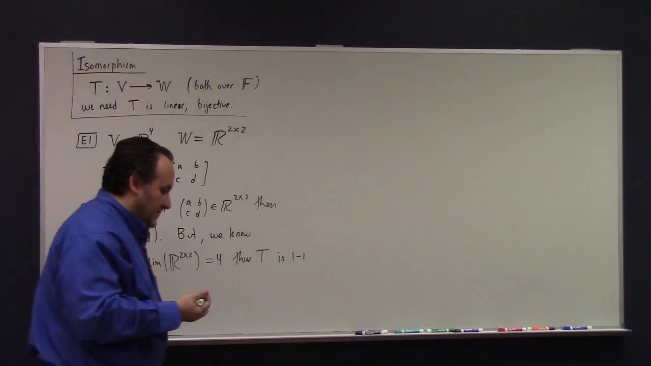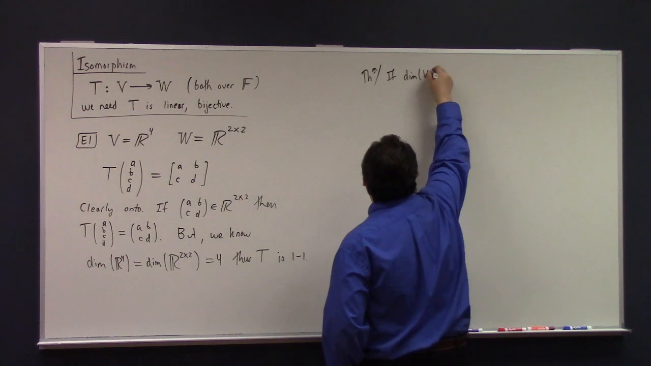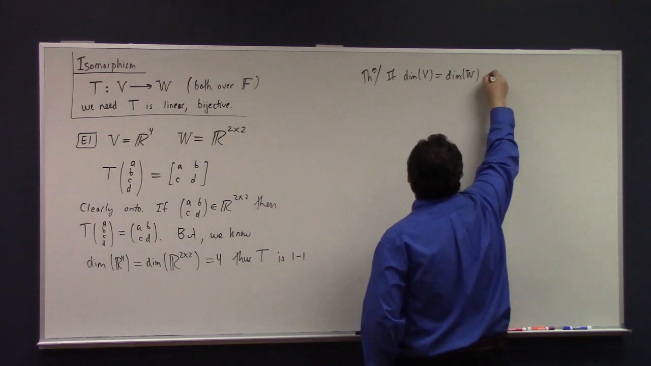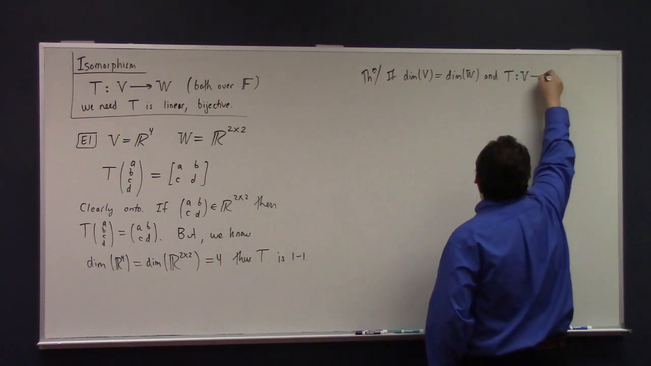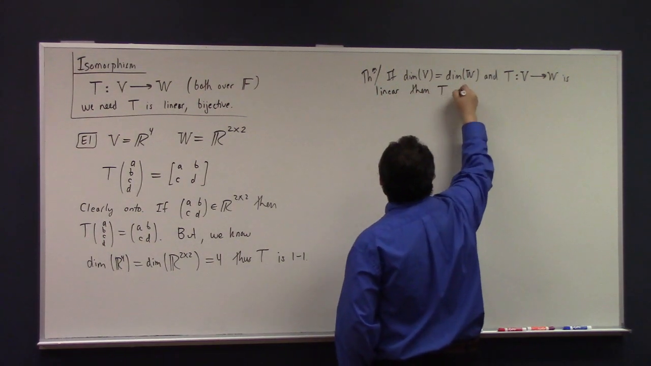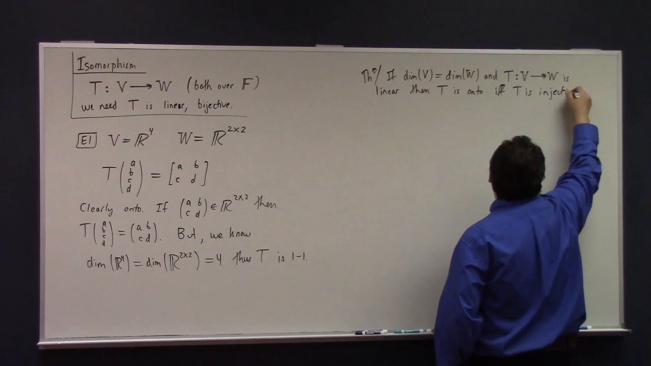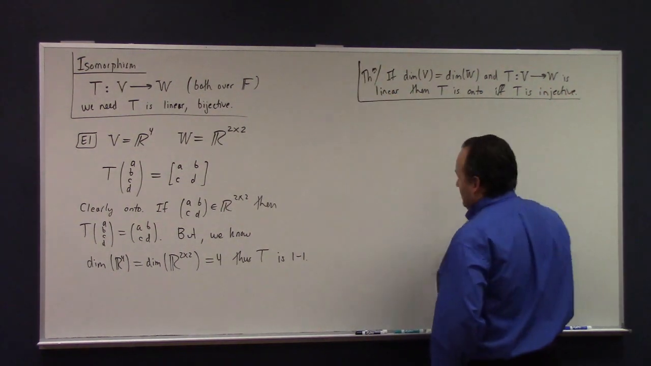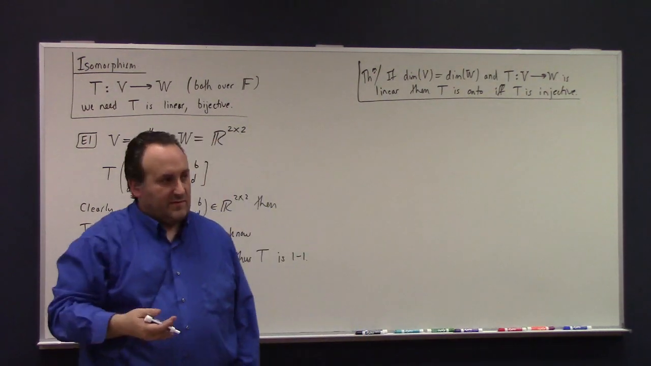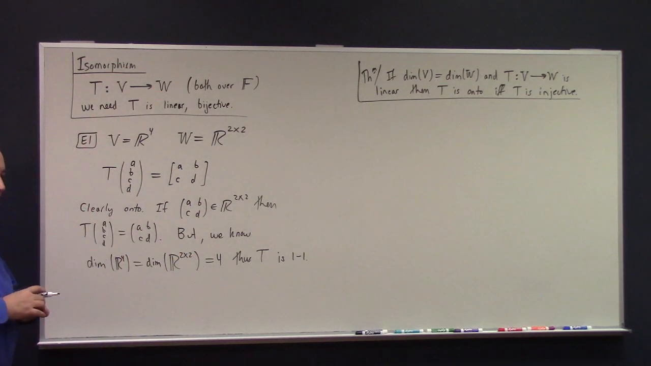There's a theorem that we should all know about. If the dimension of V is equal to the dimension of W, and T, a mapping from V to W, is linear, then T is onto if and only if T is injective. But be careful, you're only allowed to use this theorem in as much as you already know the dimension of your domain and your target are equal. If you don't know that, then you can't do this, and points will be taken from you, sadly.